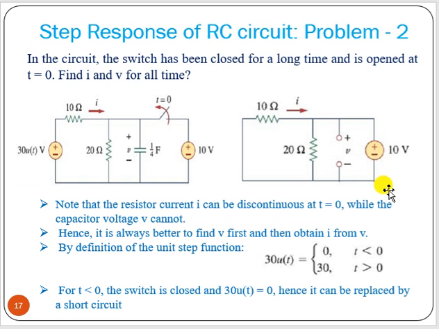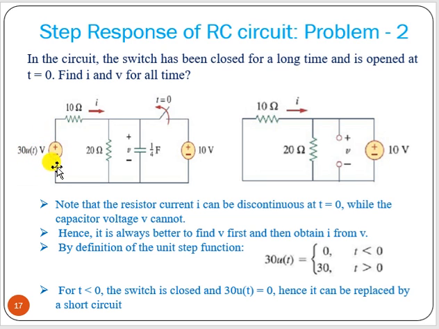Okay. Now another problem. Here the voltage source is written as 30 u(t) V, and the switch condition is that it will open at t equal to 0. Before that it was closed. Now when it was closed, that means at t less than 0, what is the value of the source? Nothing but 0, because it is 30 u(t). For t less than 0, it is 0.